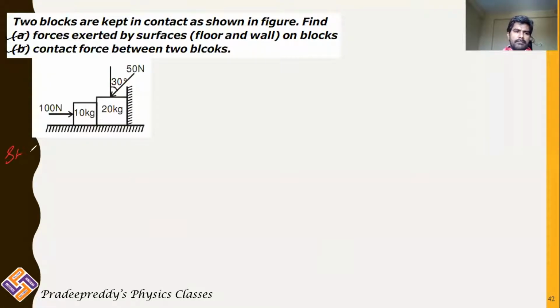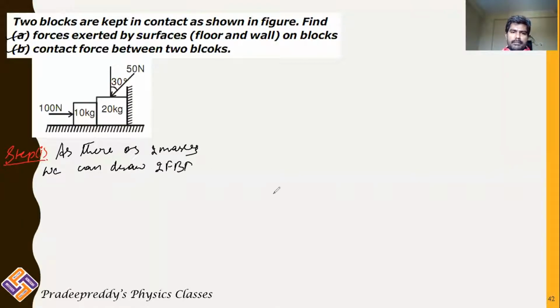Step 1. Identify how many bodies there are. Identifying the number of bodies gives you the number of free body diagrams. So here there are two masses. As there are two masses, we can draw two free body diagrams.